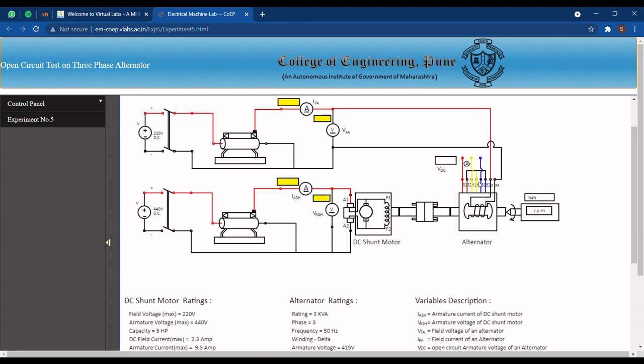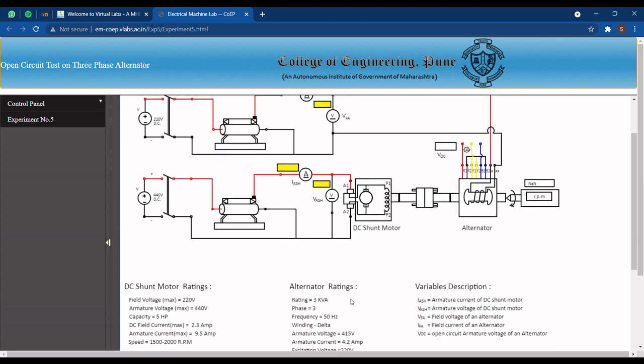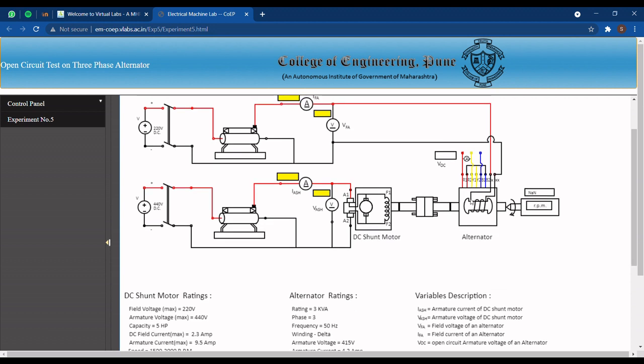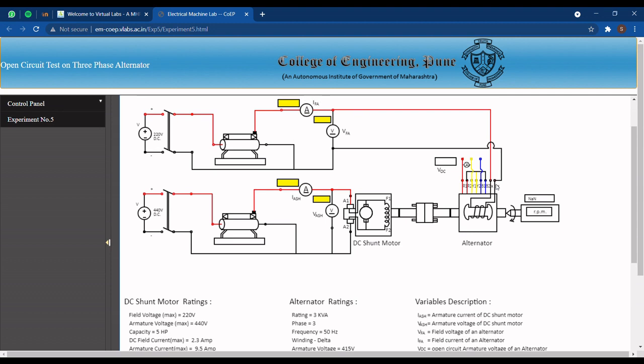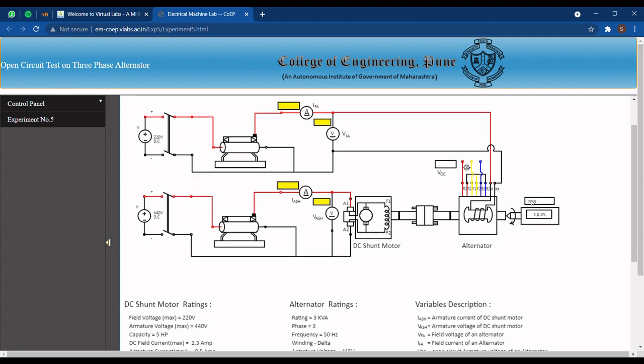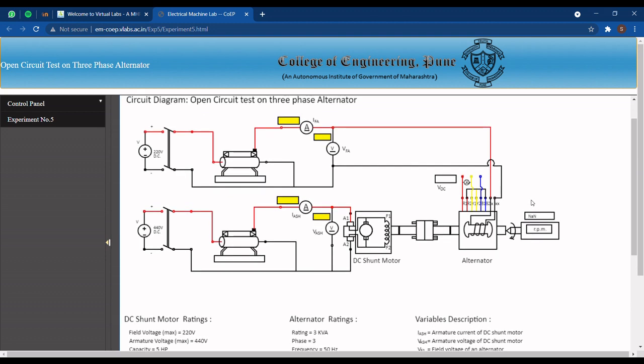This is a three-phase alternator whose winding is connected in delta. R, Y, B are the three-phase terminals and X, X, X indicates the field winding of the alternator. This is a tachometer. This is used to measure the speed of the rotor in RPM. The alternator terminals are open circuited and a moving iron voltmeter is connected across two lines to measure the line voltage of the alternator.